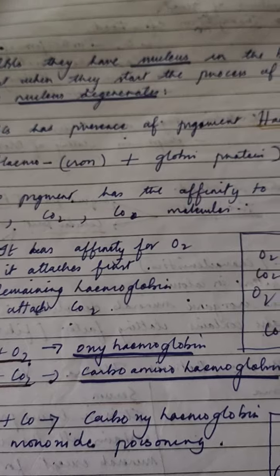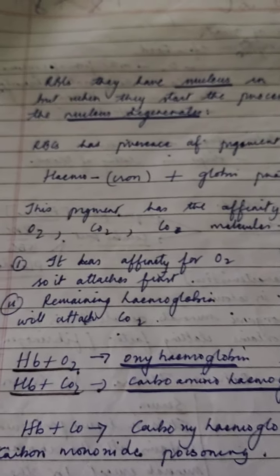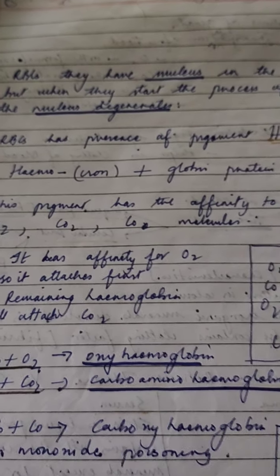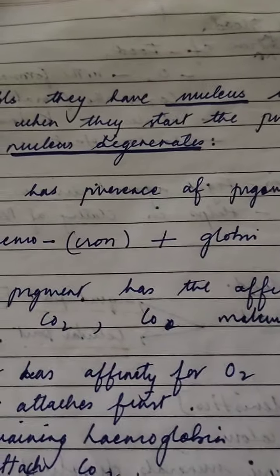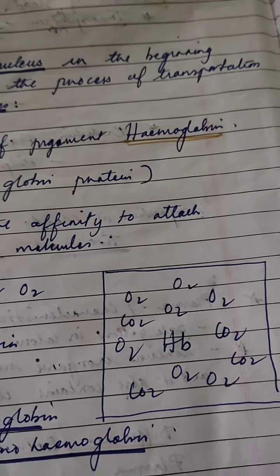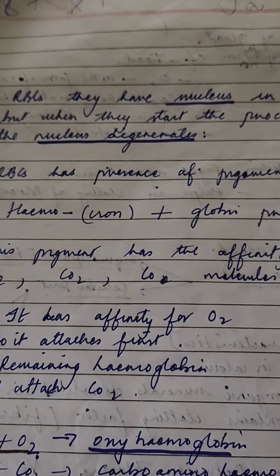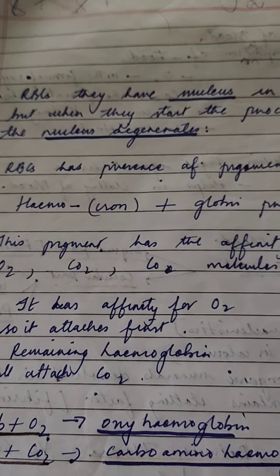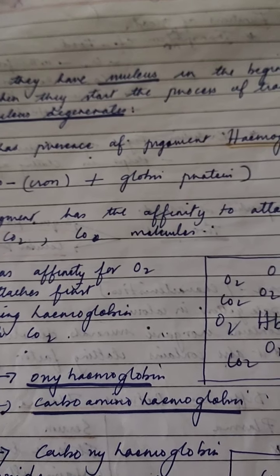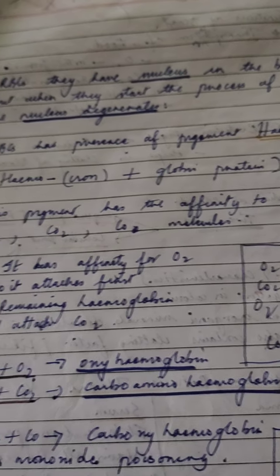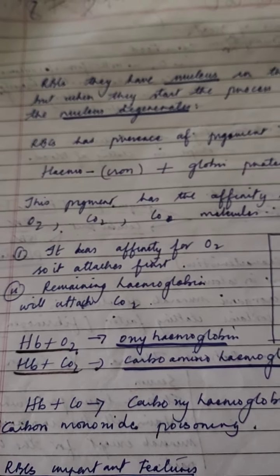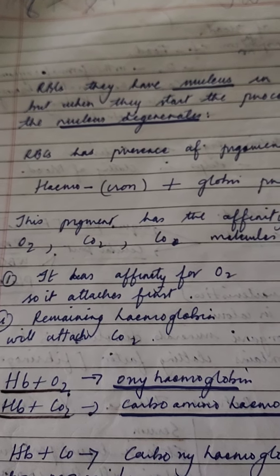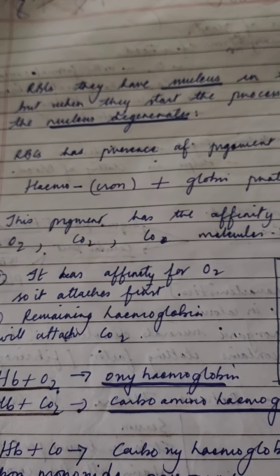RBCs have a nucleus in the beginning, but when they start the process of transportation, the nucleus degenerates. So RBC has the presence of a pigment known as hemoglobin. Hemo means iron and globin means protein. This pigment has the affinity to attach oxygen, carbon dioxide and carbon monoxide molecules.